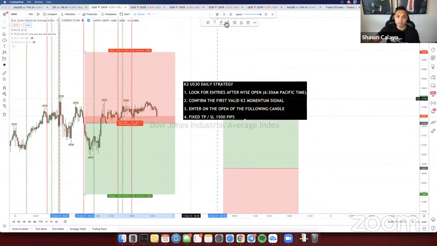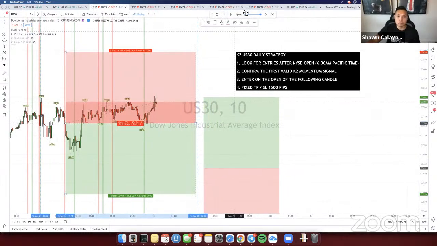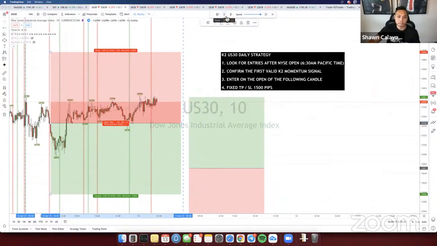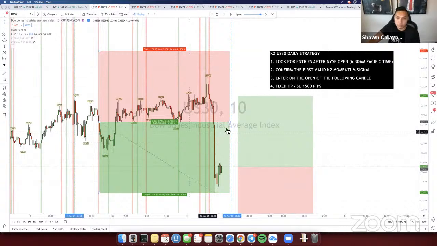this one took a long time, but I think eventually it hit. Let's keep scrolling this over. So you can see right there, it went to TP. It took a long time, but it went to TP.